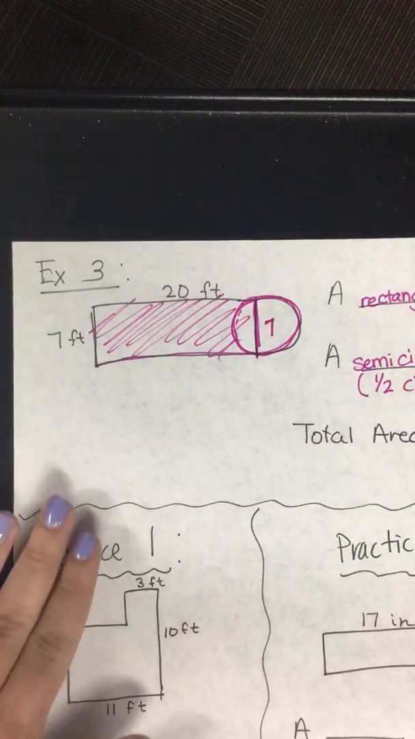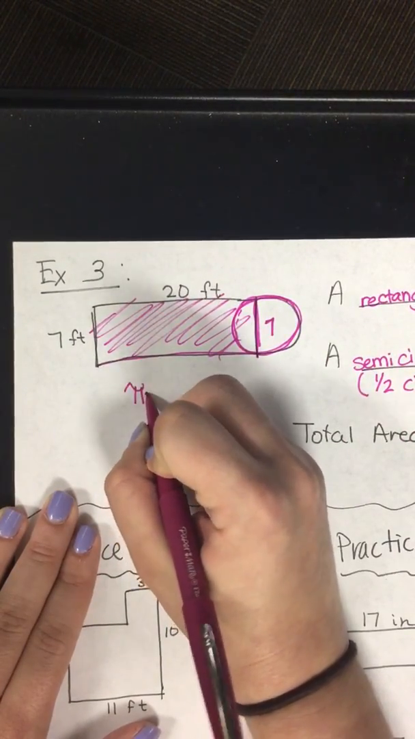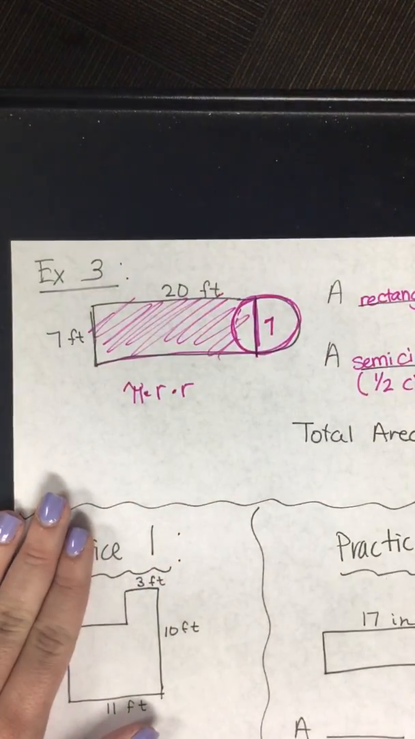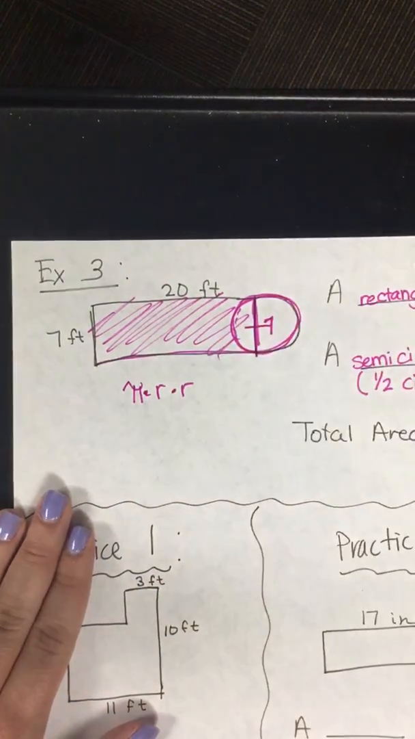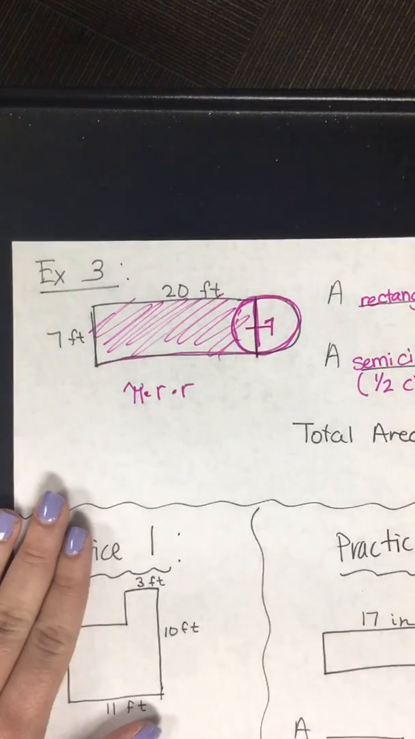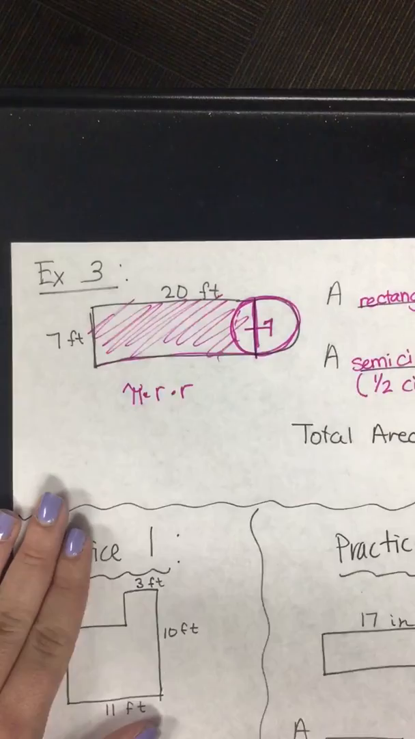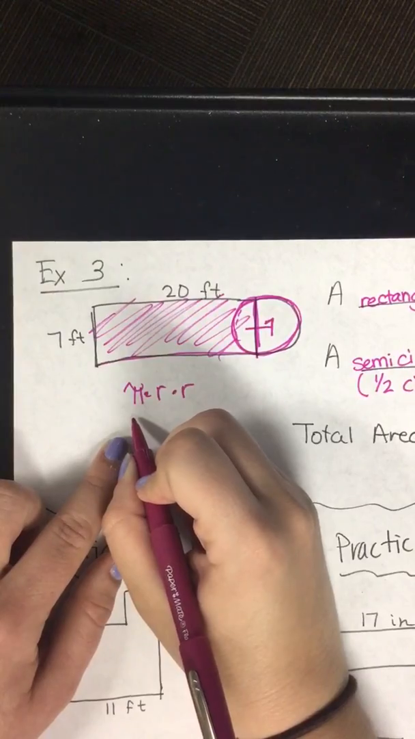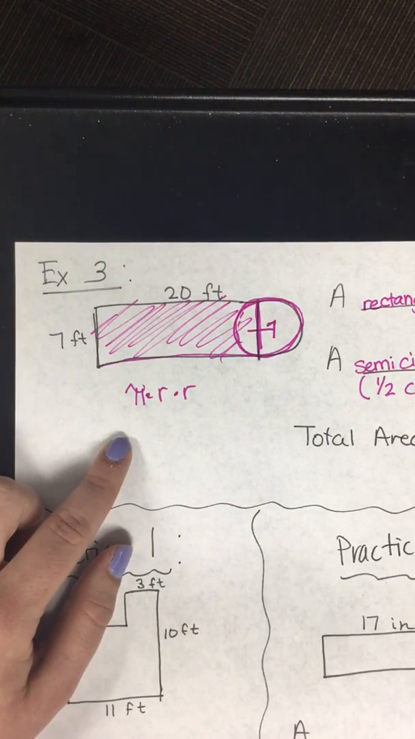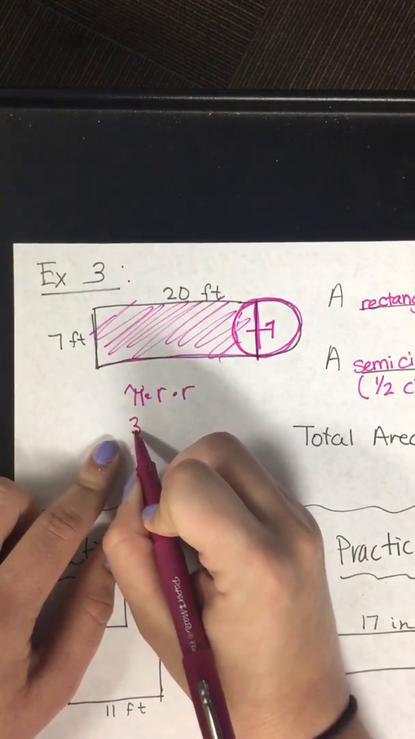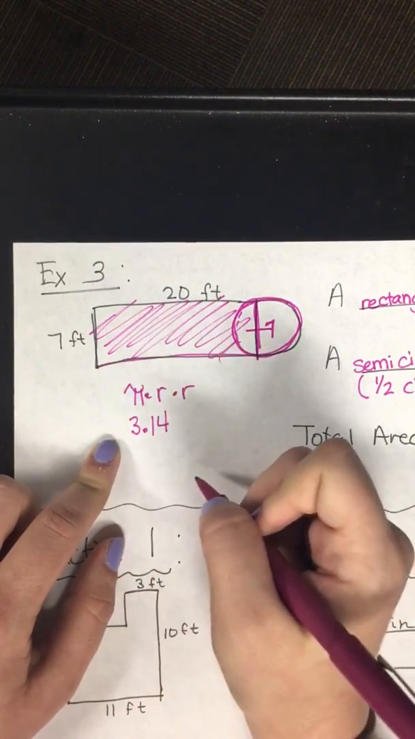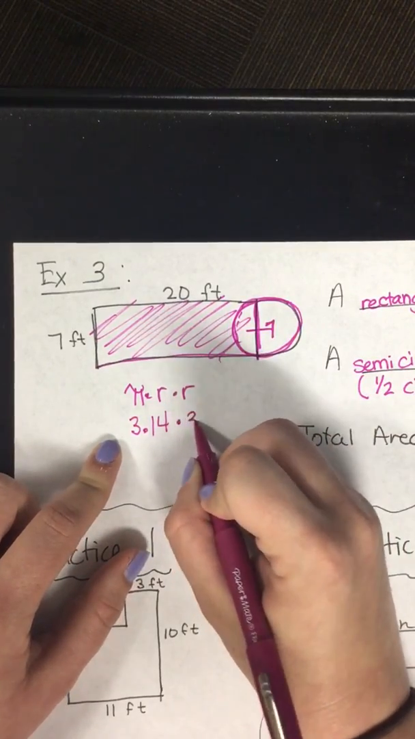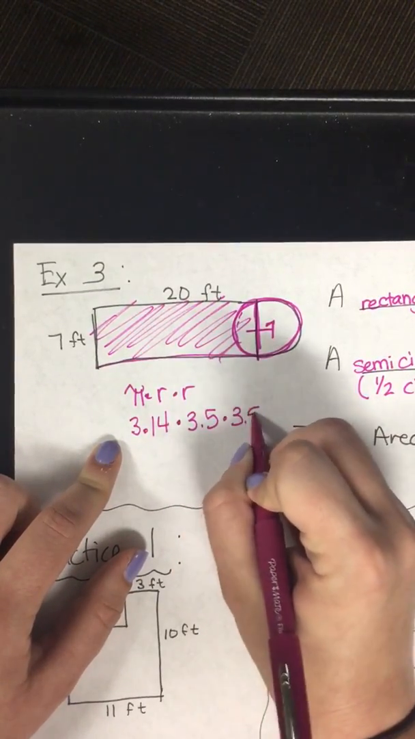Okay, but our formula for circle is this. That says R, not D. Cut it in half. Okay, so what is the radius? What's the radius? Okay, so to find the area, we're going to take pi, which is 3.14, times our radius, which we said was 3.5, times our radius again.